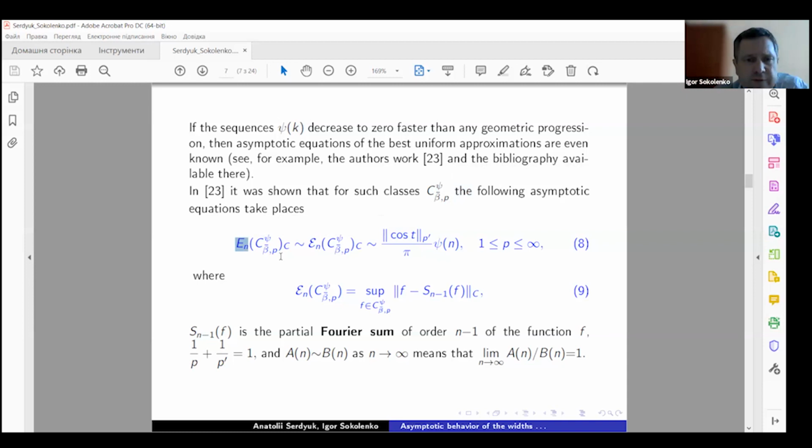The value of the best uniform approximation is asymptotically equal to the value of the deviation of Fourier sums of these classes. The value of the deviation of Fourier sums of classes C^psi_{beta,p} has the form 9. Here S_{n-1}(f) is the partial Fourier sum of order n minus 1 of the function f.